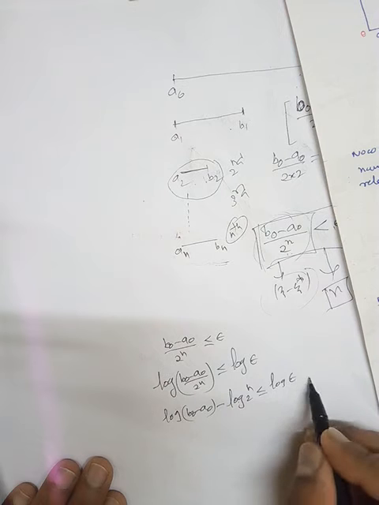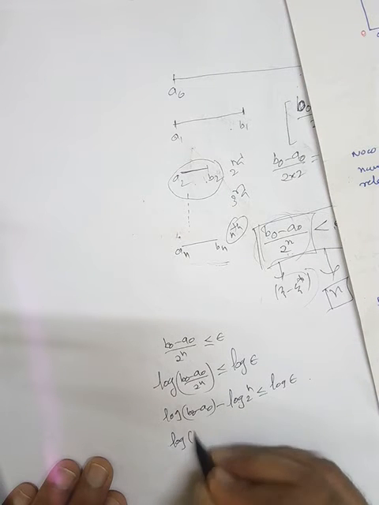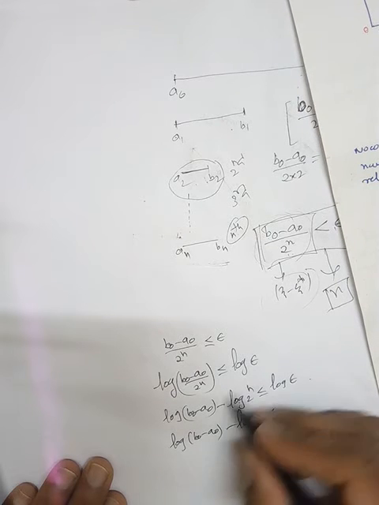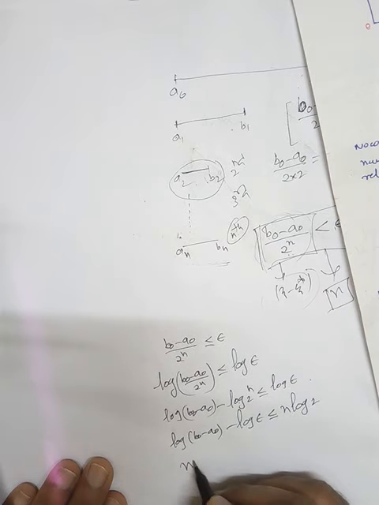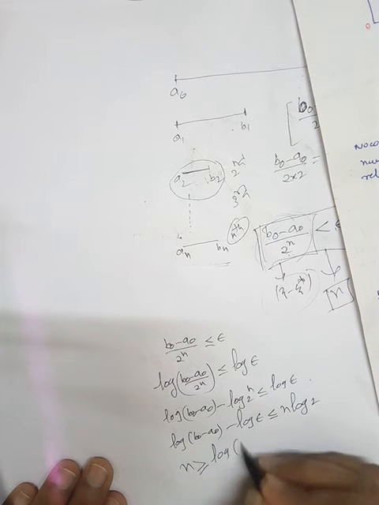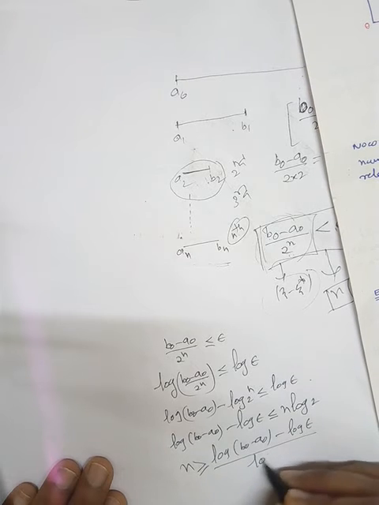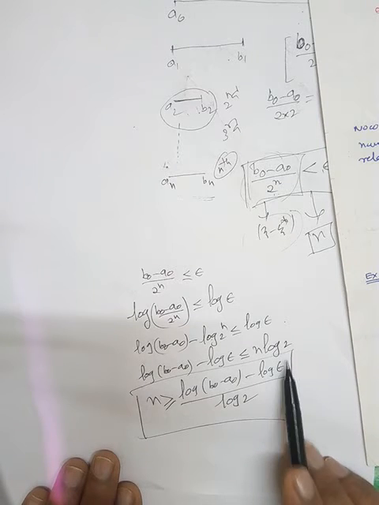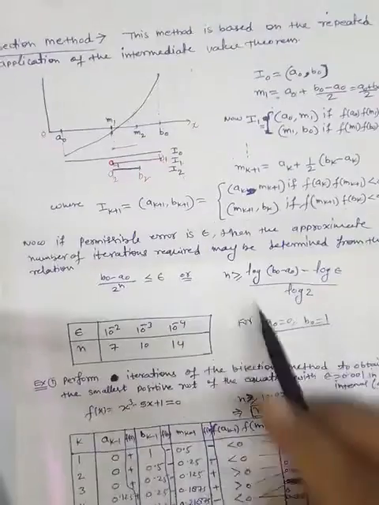Taking this to the right hand side, and log epsilon to the left hand side, we get log (b naught minus a naught) minus log of epsilon is less than or equal to n log 2, and from here you can find that n is greater than or equal to (log (b naught minus a naught) minus log of epsilon) by log 2. So if b naught and a naught are known to you, and epsilon, the permissible error, is given to you, then you can easily find the number of iterations. Okay, so this is the formula.